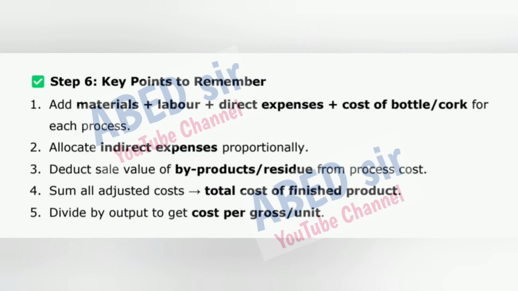Step 6. Key points to remember. 1. Add materials plus labor plus direct expenses plus cost of bottle cork for each process. 2. Allocate indirect expenses proportionally. 3. Deduct sale value of byproducts and residue from process cost. 4. Sum all adjusted costs for total cost of finished product. 5. Divide by output to get cost per gross unit.